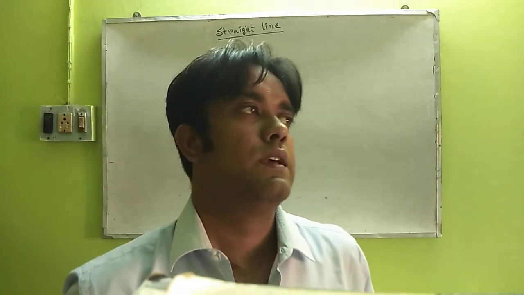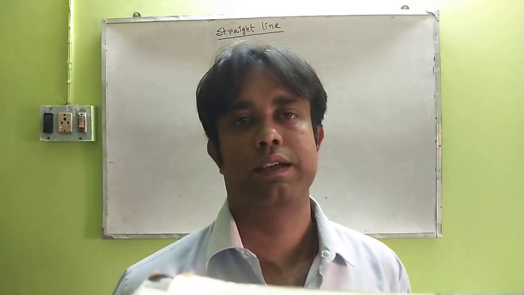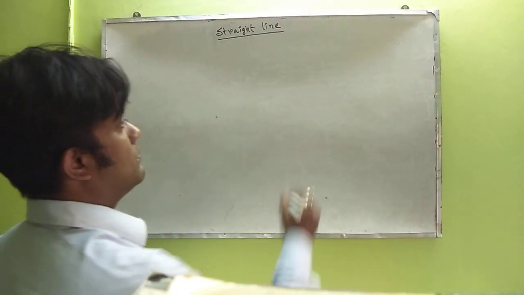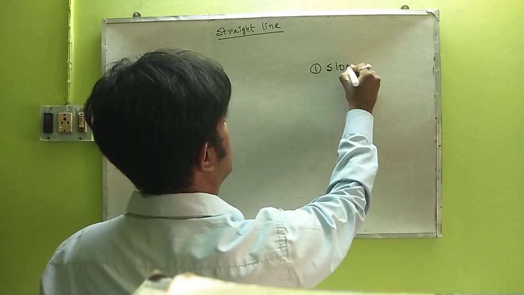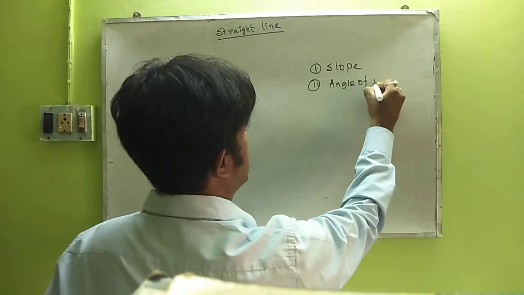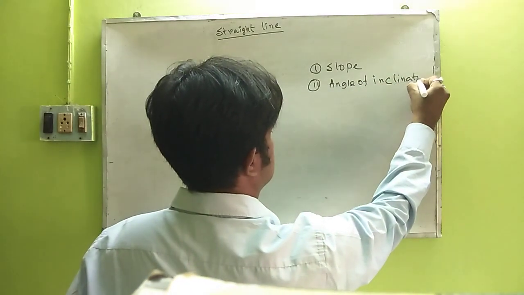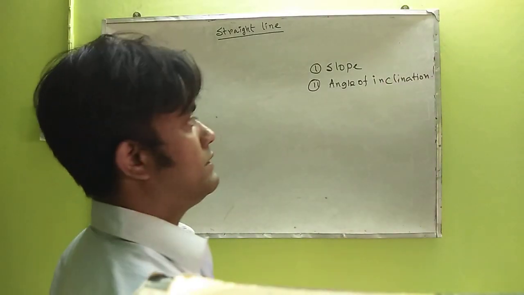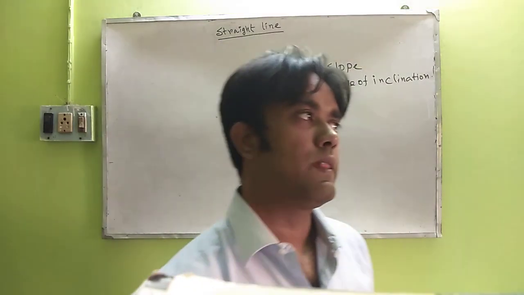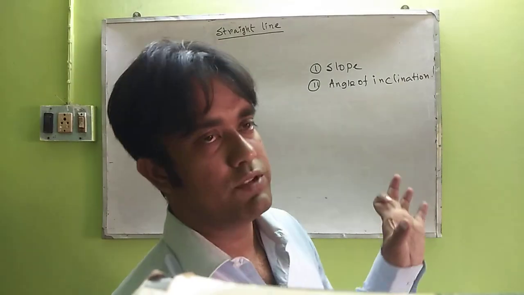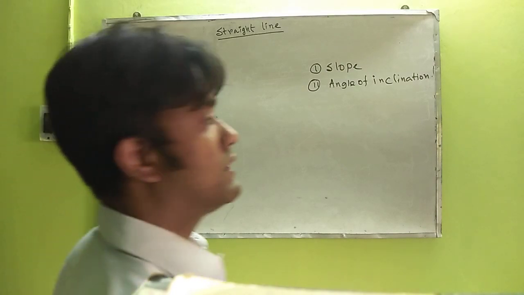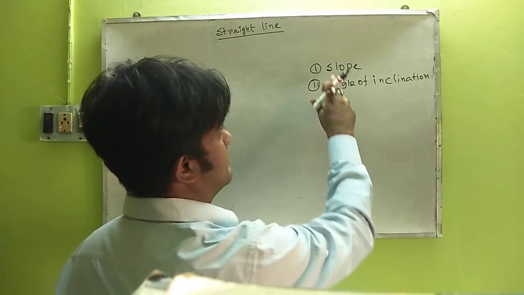Today we discuss the application of straight line. In the previous class, we discussed what is slope, what is angle of inclination. We have already discussed slope and angle of inclination. In ICSE class 10, there is a short question based on this topic. So first, we see what type of question will come in this topic.